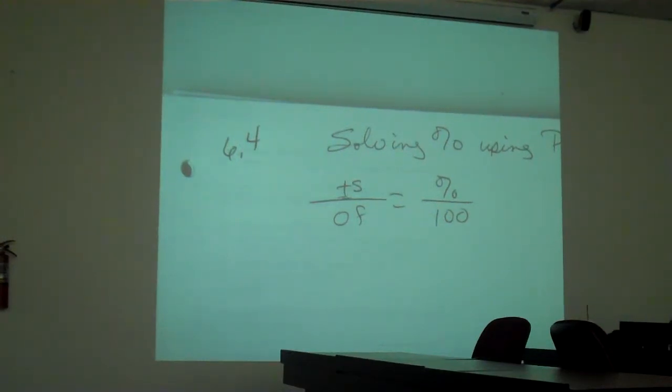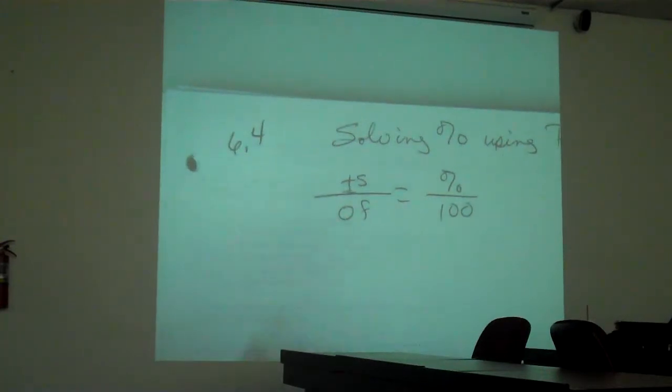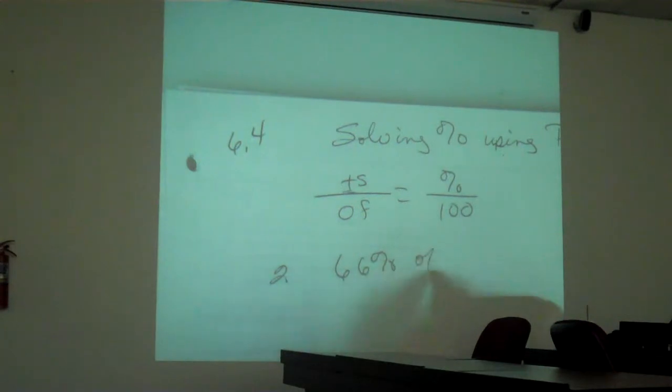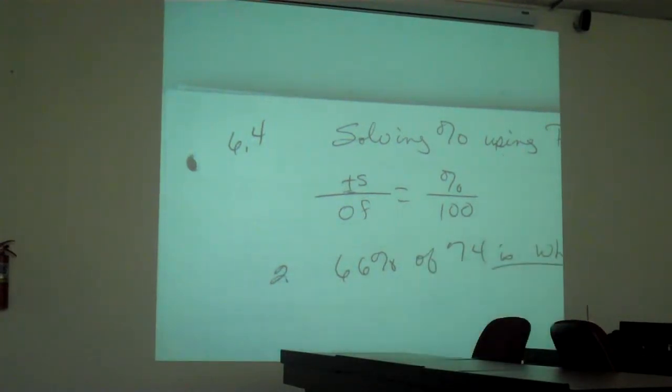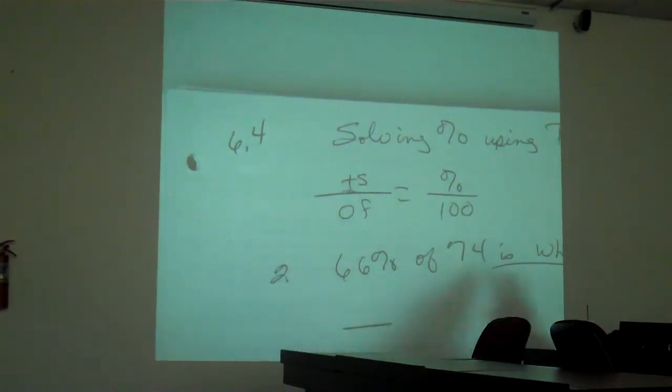On 1, 3, and 5, you just have to set it up. You don't actually have to solve on 1, 3, and 5. Like on number 2, it says 66% of 74 is what? You don't know the is, and the of is 74, percent is 66 over 100.